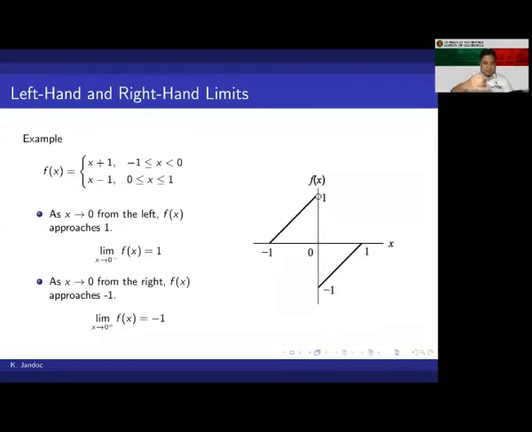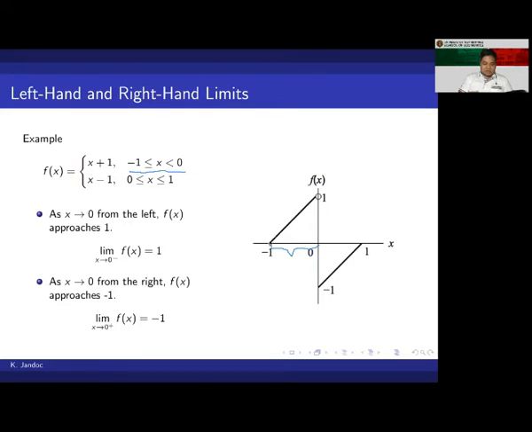So here's an example. You have this function f of x over here. Now this f of x has two domains. First, this domain from -1 to 0, so it's basically this side. Notice that this is a strict inequality, so 0 is not included there. This is the graph of the function x plus 1. If x is -1, then your f of x is equal to 0.